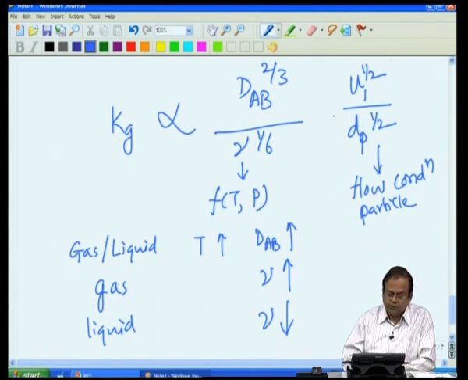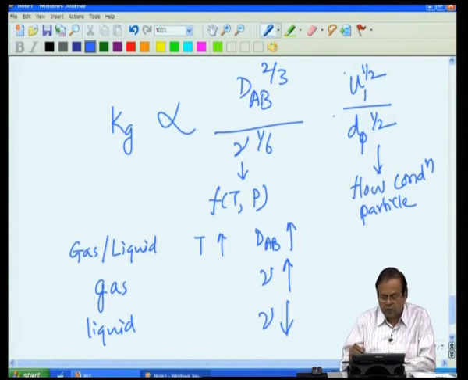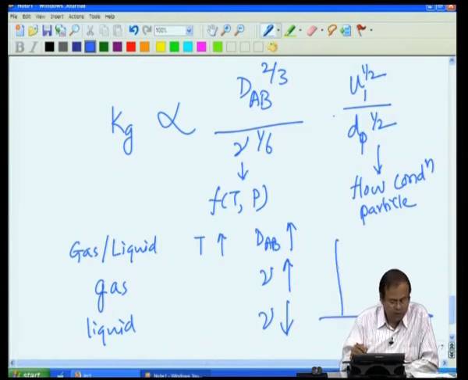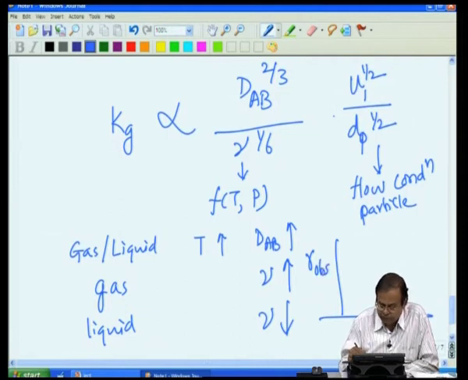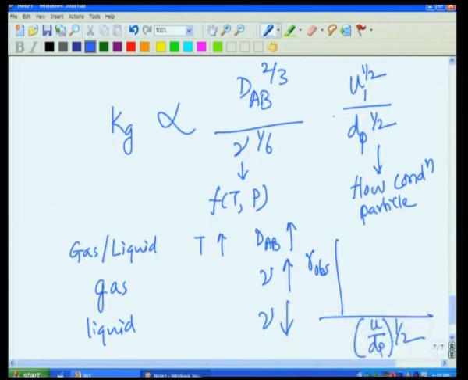For example, this u by dP, u is the velocity and dP is the particle size. So, this clearly says that higher the velocity, higher is the value of mass transfer coefficient, and lower the size of the particle, higher is the mass transfer coefficient. In fact, we can put these results together and look at the observed rate against u by dP raised to half, and we typically see a behavior like this.